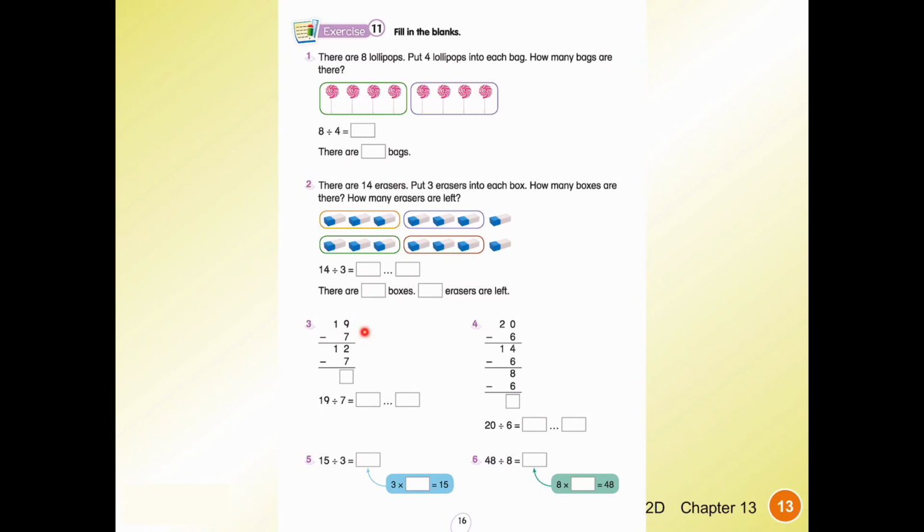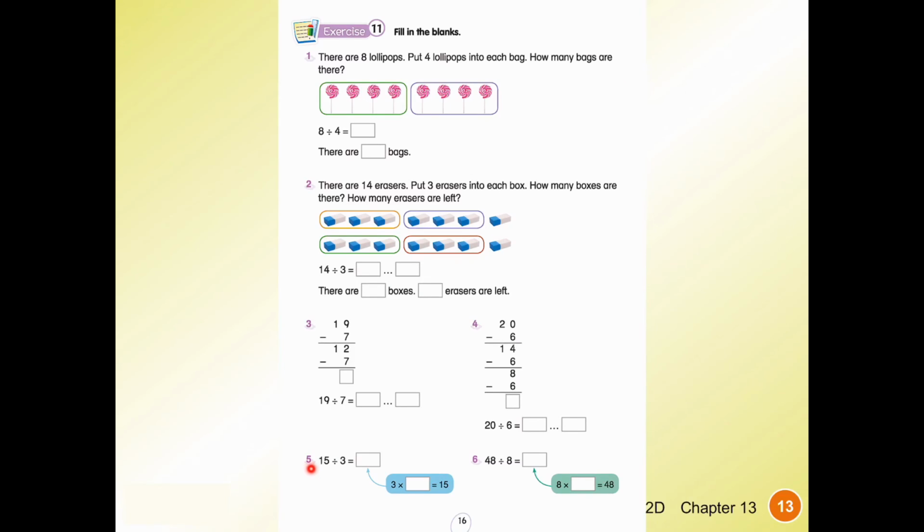And for questions 3 and 4, we are doing repeated subtraction. By going through the repeated subtraction, you can simply count the number of 7s to tell the answer, and then the number here would be the remainder, and this number must be less than 7, because otherwise you can keep on doing the repeated subtraction once again.